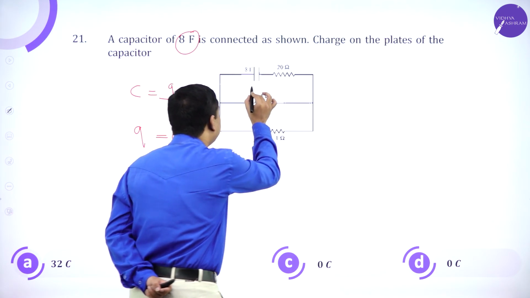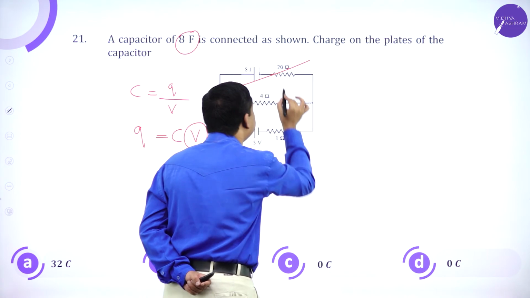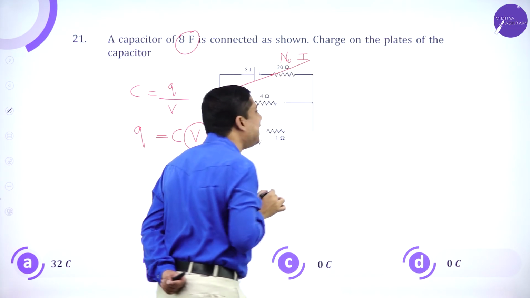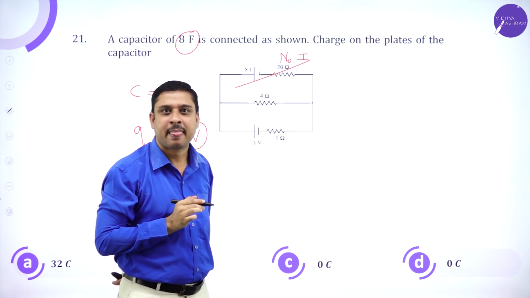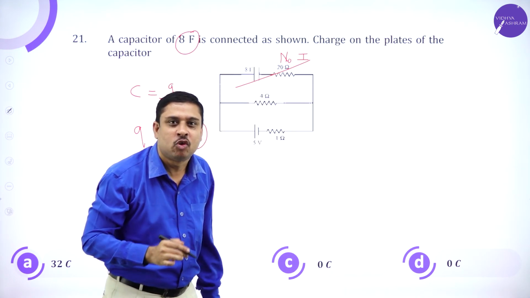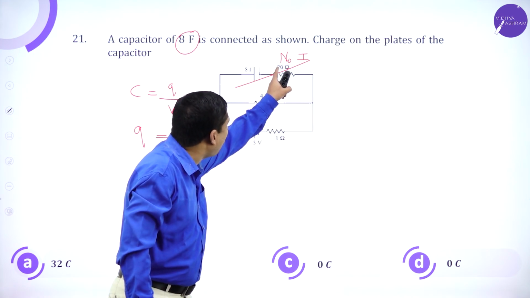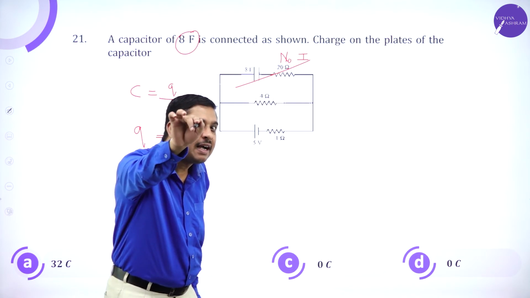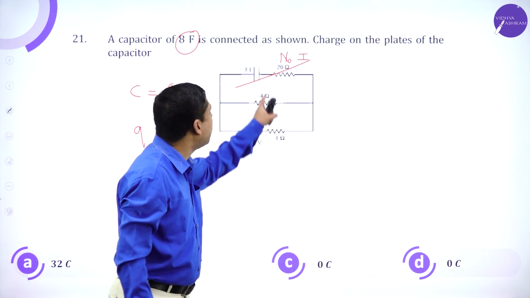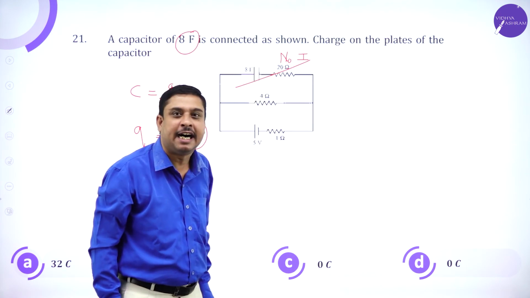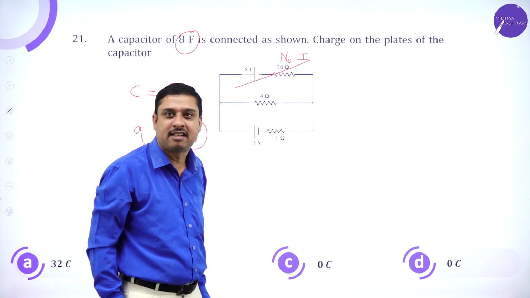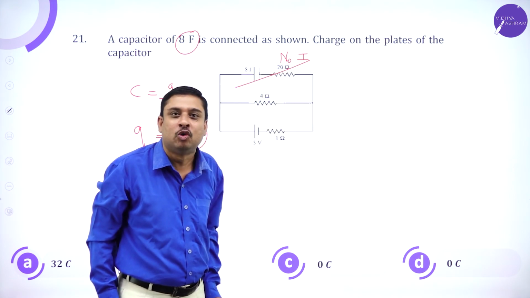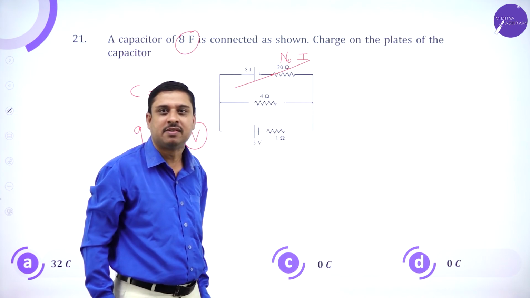Now, to begin with, no current will flow through this 20 ohm resistor. Any justification, students? ಈ 20 ohm resistor ಇದೆಯಲ್ವಾ, ಇದ್ರ ಮುಖೇನ ಯಾವ ಕರೆಂಟ್ ಫ್ಲೋ ಆಗಲ್ಲ. ವೈ? ಬಿಕಾಸ್ ದ ಕೆಪಾಸಿಟರ್ ವಿಲ್ ಬ್ಲಾಕ್ ಡಿಸಿ ಕರೆಂಟ್. So it will not allow any current to flow through the resistor 20 ohms.